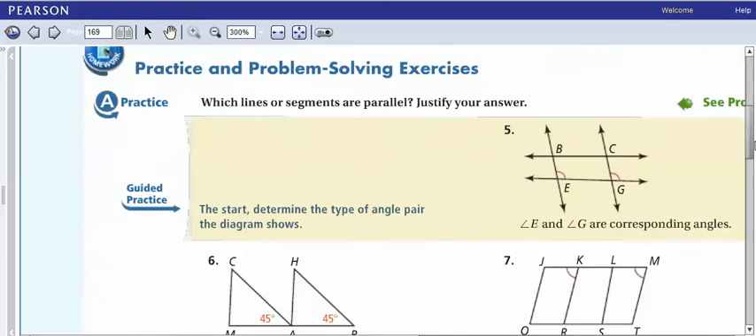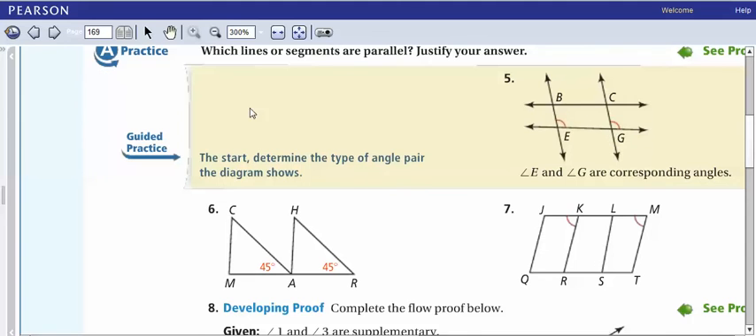All right. The assignment's going to start on 5. Which lines or segments are parallel? Based on the information given, if this angle right here is congruent to this angle, then what do you know? You know that BE is parallel to CG. And it says to justify your answer. And in this case, your justification would be corresponding angles theorem. Okay?